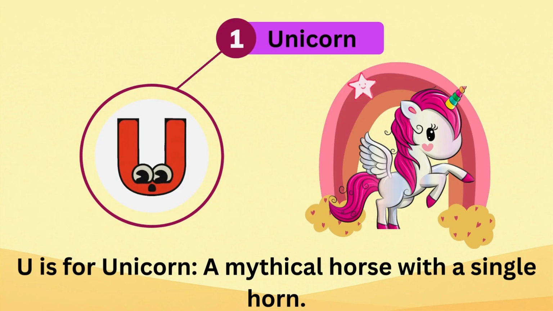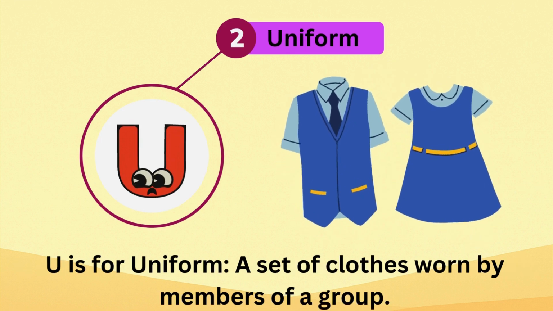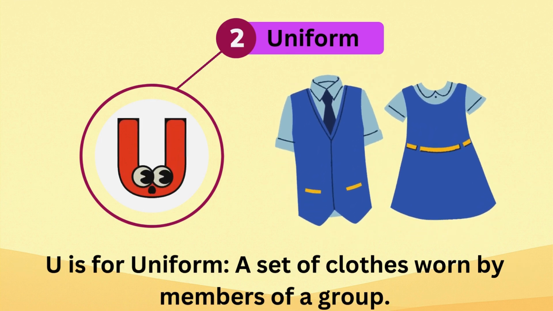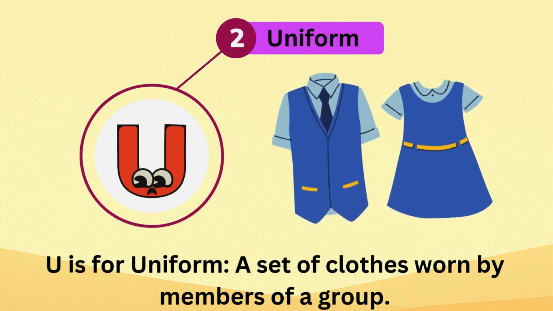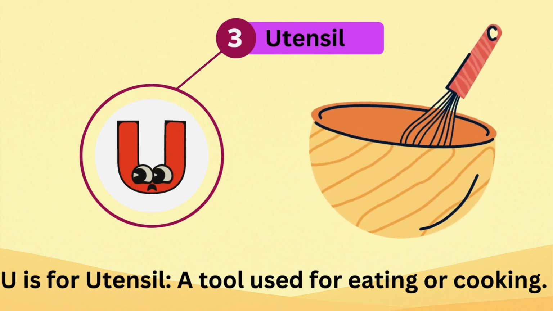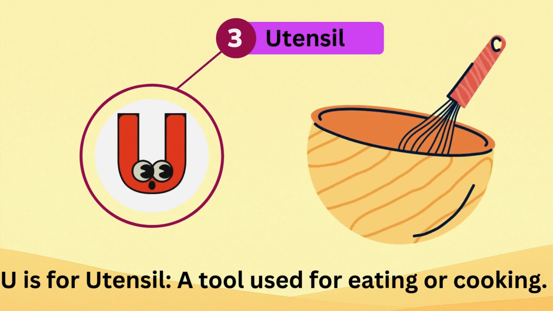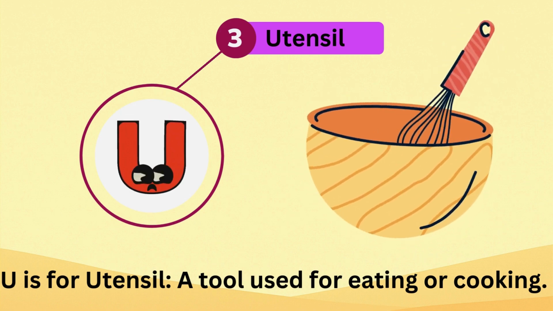U. U is for unicorn, a mythical horse with a single horn. U is for uniform, a set of clothes worn by members of a group. U is for utensil, a tool used for eating or cooking.